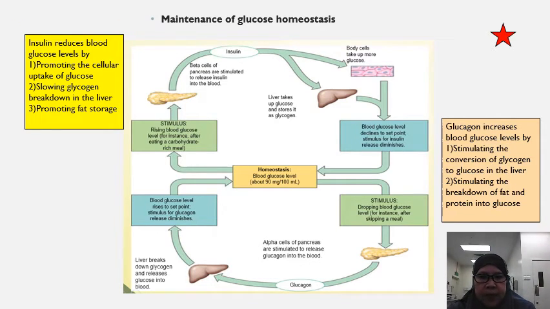Whereas, for example, when the blood sugar drops, let's say you skip a meal or you fast, the pancreas will be stimulated to release another type of hormone called glucagon. This will stimulate the conversion of glycogen to glucose in the liver, and also stimulate the breakdown of the stored fat into glucose, and this will increase the blood sugar. It will rise to a set point, and then the glucagon release will be reduced, and the blood sugar goes back to balance again.